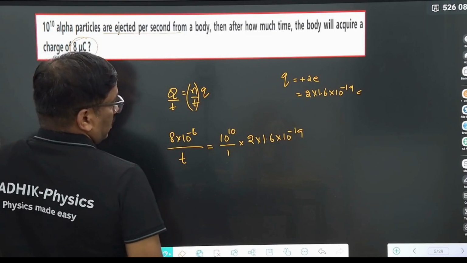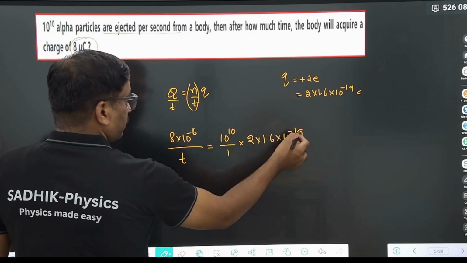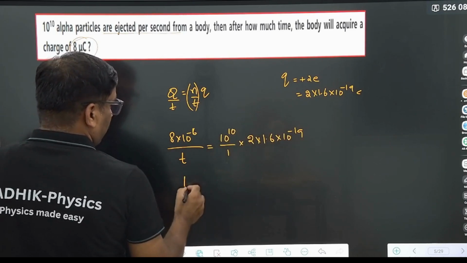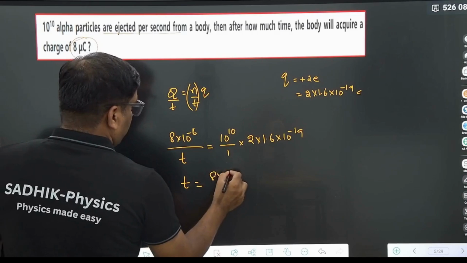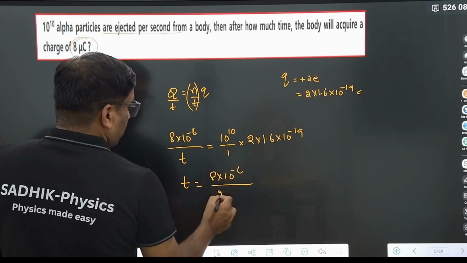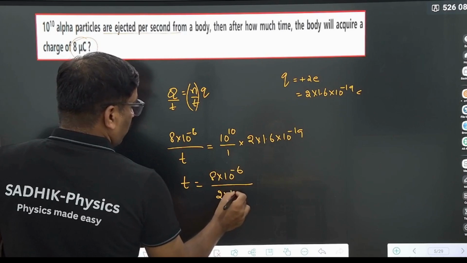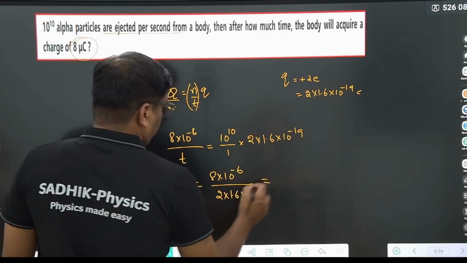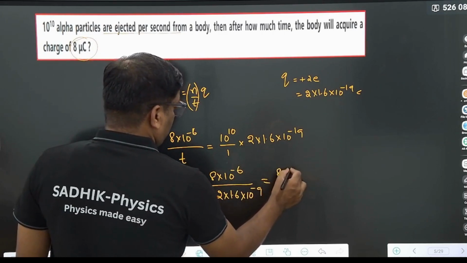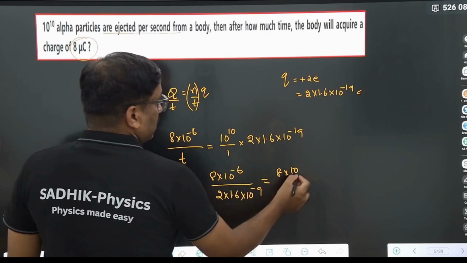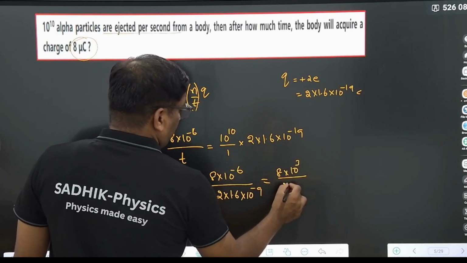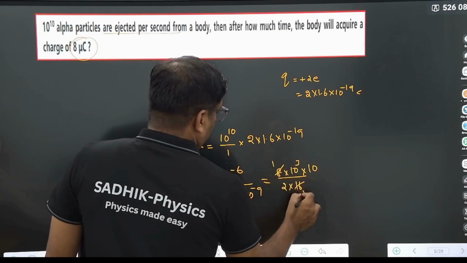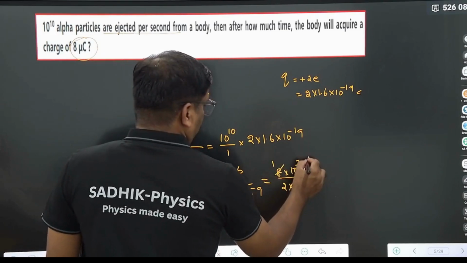This 10 to the power of minus 19, so minus 19 plus 1. Therefore, t is equal to 8 into 10 to the power of minus 6 divided by 2 into 1.6 into 10 to the power of minus 9. So, 8 into 10 to the power of 9 minus 6, that is nothing but 3 divided by 2 into 1.6, which means 16 into 10. So, 8 ones are 8, 2 ones are 2, 2 fives are 10.